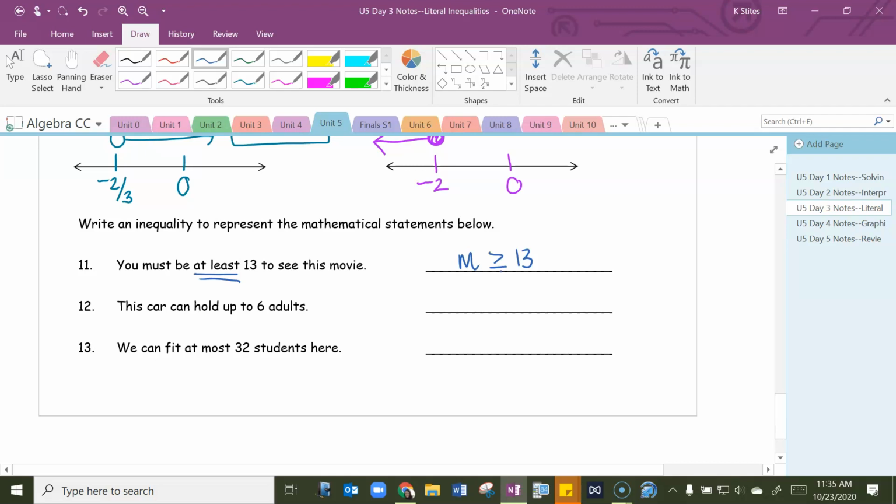This car can hold up to 6 adults. Again, up to 6 adults. This means 6 adults or less. So that would be a less than or equal to, pointed to the left. And finally, we can fit at most 32 students here. At most, that means that 32 is the most, so we can fit 32 or less. So less than or equal to 32.